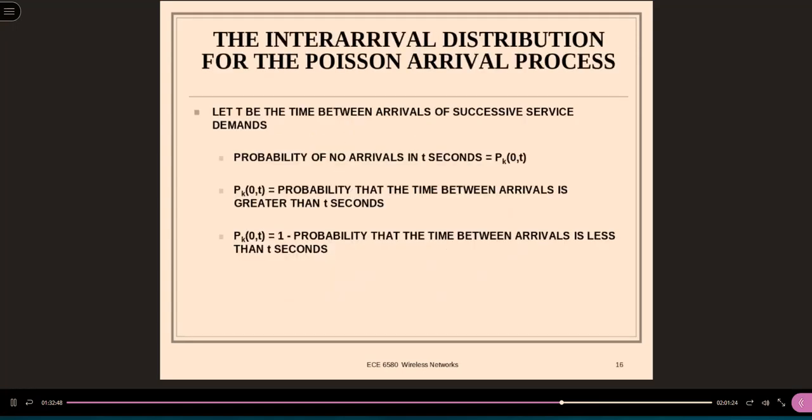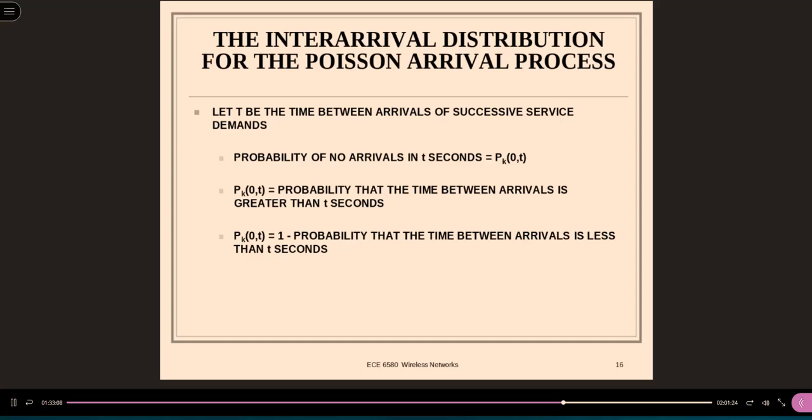So that's what this says over here, right? The probability that the time between arrivals is greater than t seconds is now the probability of getting no arrivals in t seconds. So if we say up to point t we didn't get any, that means the next one is going to come after t. And that's all we're really saying.